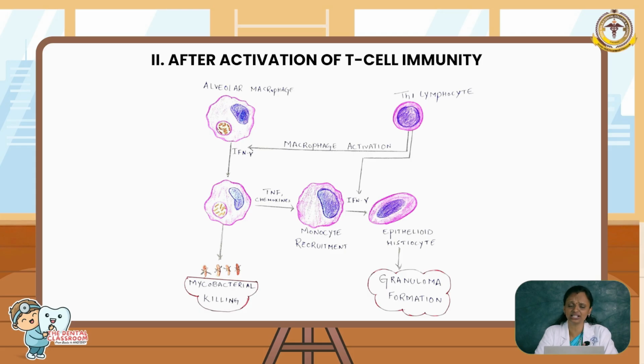But apart from this defense mechanism, in parallel there will be some tissue destruction happening in the affected area. This is because the activated macrophage also secretes some chemokines and tumor necrosis factor, which recruit more and more monocytes to the scene. Once these monocytes reach the tissue, they convert into macrophages. This activated macrophage is called an epithelioid histiocyte, because this is a very important cell in a granuloma.